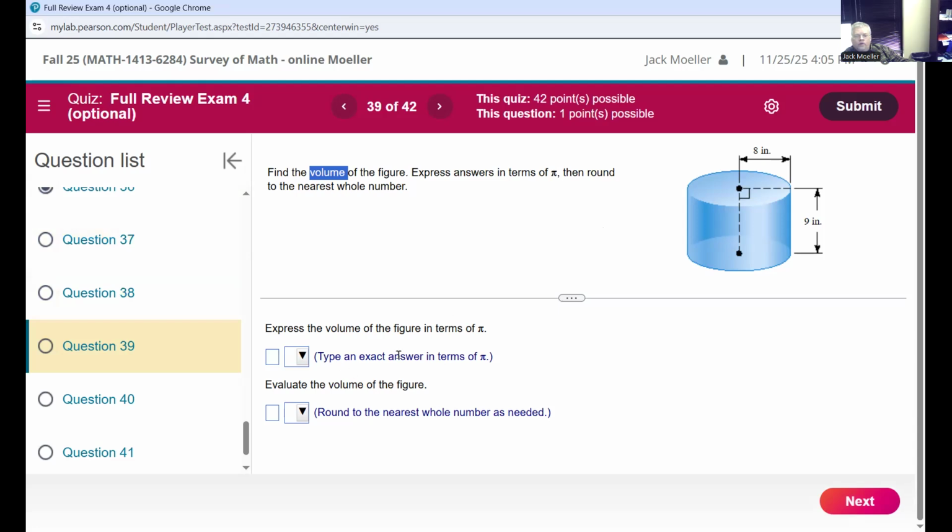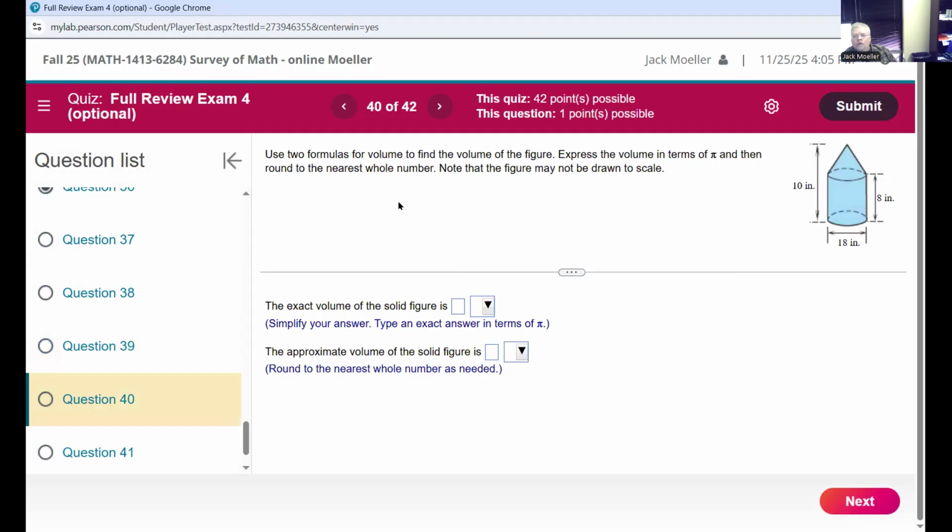Once you know that, notice they do this whole in terms of pi thing again. They give us the radius, not the diameter. So once you have the right formula, it's just plug it in: pi times r squared times h. Pretty straightforward. All right, let's do this one.